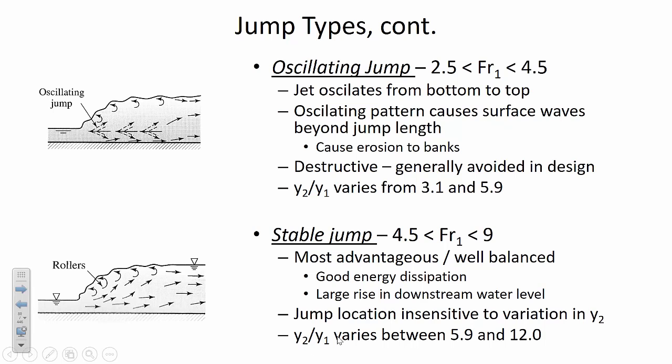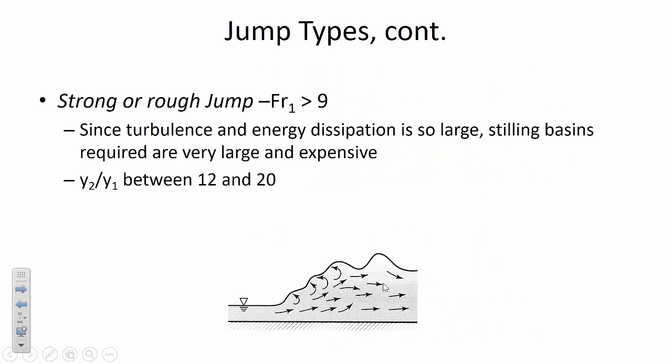You have a nice big difference between the upstream and downstream depth. So the downstream depth may be between 6 and 12 times deeper than the upstream depth was. And because of that big change in depth, it's going to dissipate a lot of energy. You can crank up the Froude number a bit further, and then the rough jump is going to have quite a lot of energy dissipation.